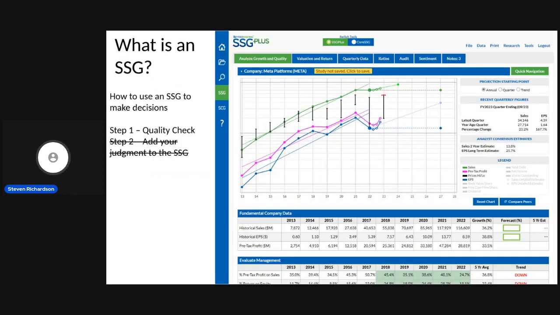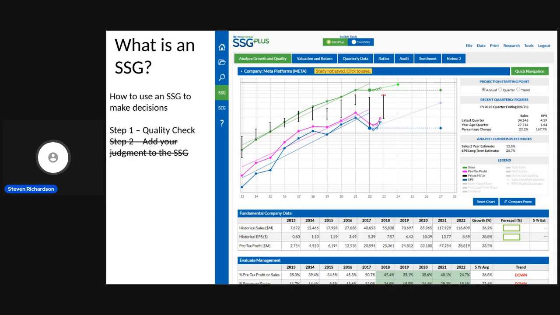Okay, what is a stock selection guide? Stock Selection Guide is a product that's published by betterinvesting.org. I highly recommend that you walk over there and subscribe to this. Very powerful tool. What Better Investing does, they've been around for 70-something years now.